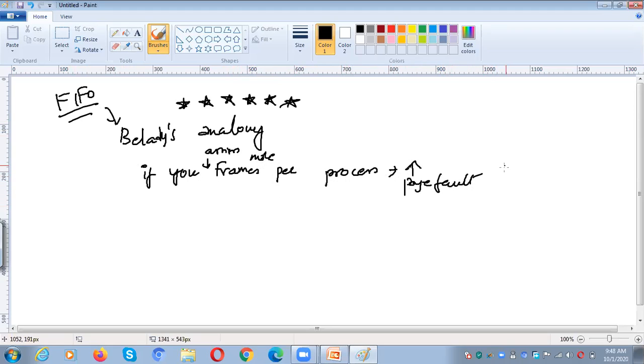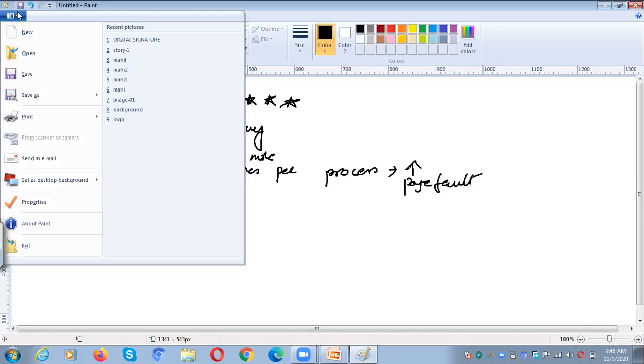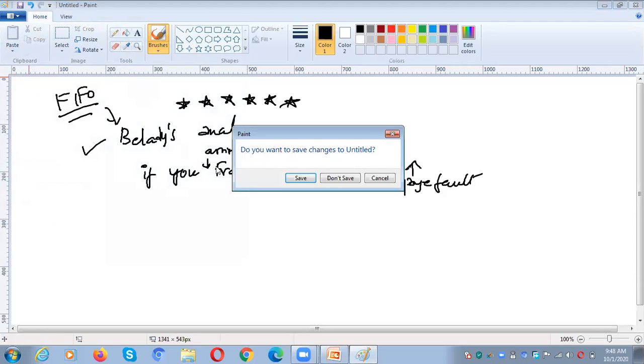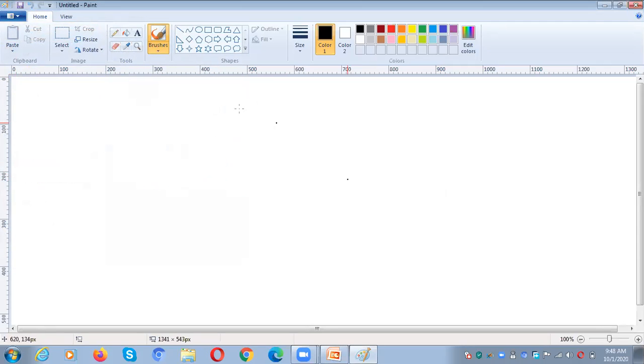Actually page faults have to be reduced, but in the case of FIFO, whenever you increase the number of frames, automatically the page faults will be increased instead of decreasing the page fault number. In the case of FIFO, it is in the increasing order. So that is called Belady's anomaly. Okay, that is about FIFO. And the next one is the optimal page replacement algorithm.